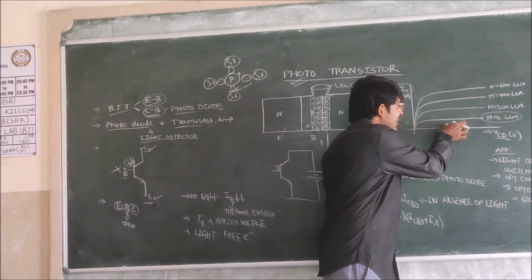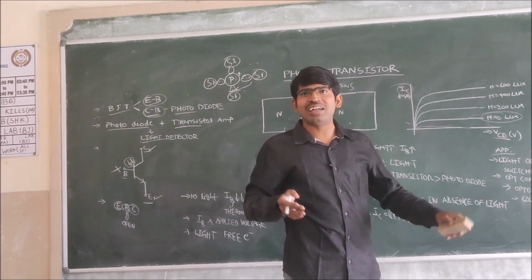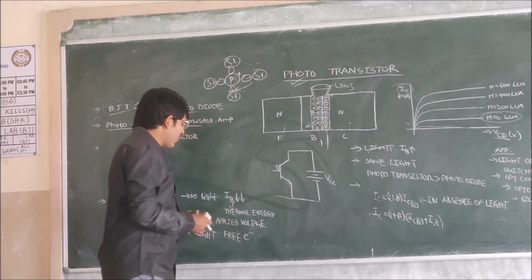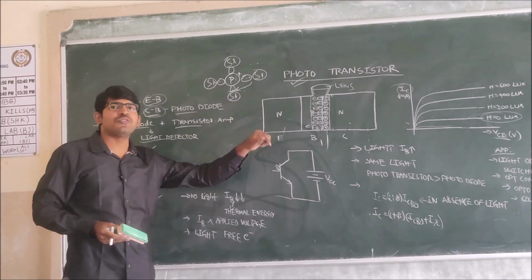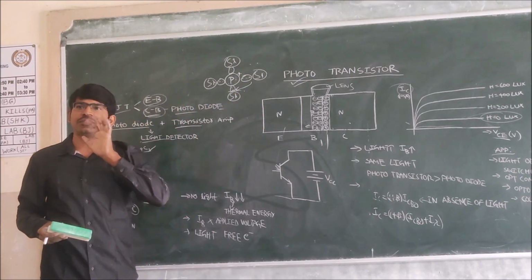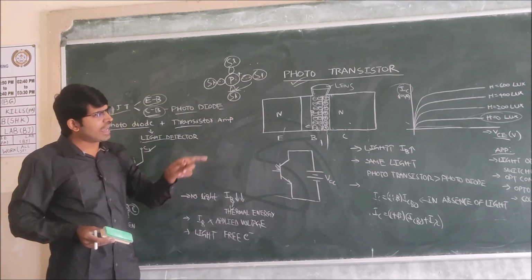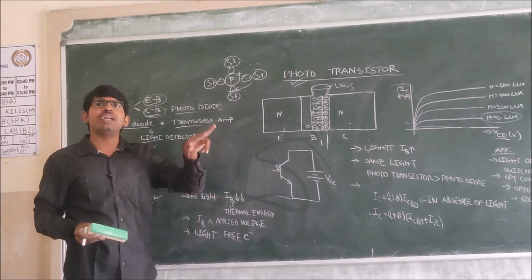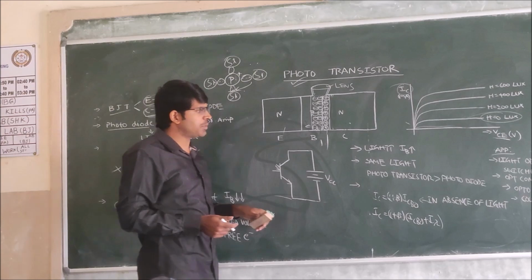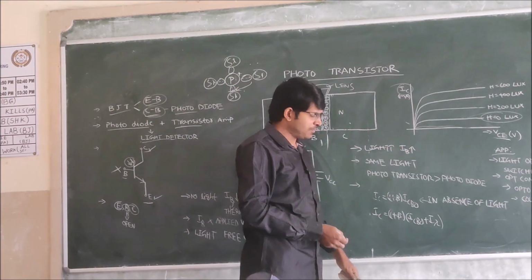Now when we are increasing the light, suddenly that current increases. When there is no light, even the IB itself is very less, the recombination base current. And IC also is very less. IB and IC are interdependent. What is the relationship between IC and IB? Here we have given, we will discuss.